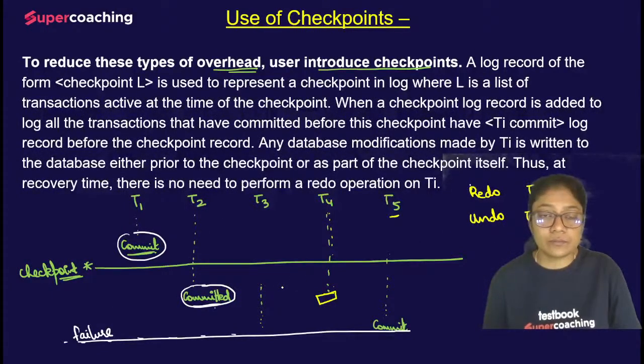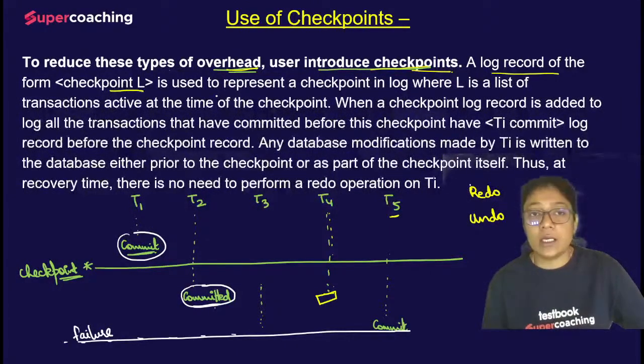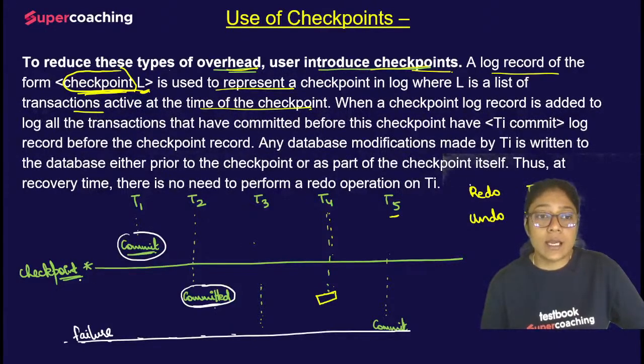Is this clear? So here I have written this. To reduce these types of overhead, user introduces the concept of the checkpoint. A log record of the checkpoint is used to represent. ये क्या represent कर रहे हैं? Log file में आपके पास इस तरीके की entry आएगी. This represent that it's a checkpoint. And here is the list of active transactions. Is a list of transactions active at the time of checkpoint. इस time पे कौन-कौन सी transactions active है? It is transaction T2 and T4.